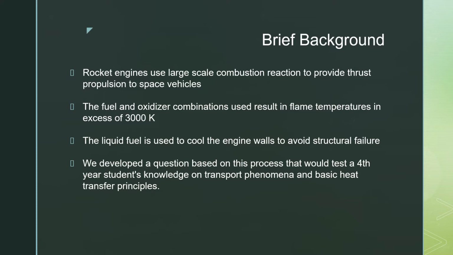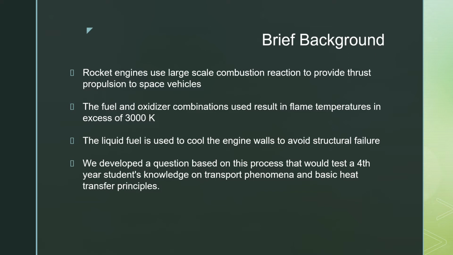We thought it was a great idea because rockets use large-scale combustion to provide the thrust that they need to get into space. That combustion creates a lot of heat, very high temperature in excess of 3000 kelvins. And they also actually use the liquid fuel to cool the engine walls at the same time, which is a little bit of an interesting setup compared to your typical combustion engines.